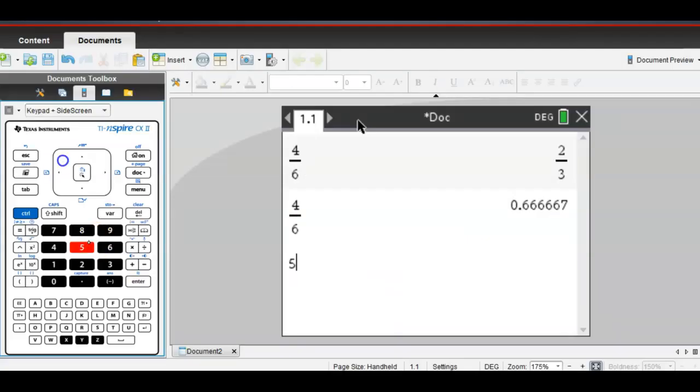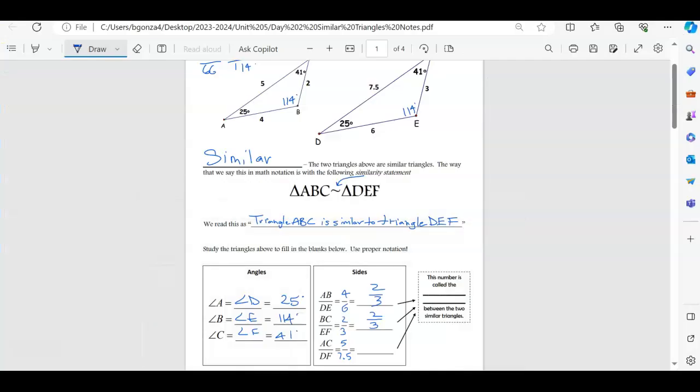So 5 divided by 7.5. Now, when you type that in, you get the decimal version of 2/3, right? Didn't we already say 2/3 is the same as 0.6 repeating? Well, 5 over 7.5 is 0.6 repeating, so that's going to be the same as 2/3, okay? So all three of these give you 0.6 repeating or 2 over 3, same thing, okay? So again, do you notice how they're all the same?